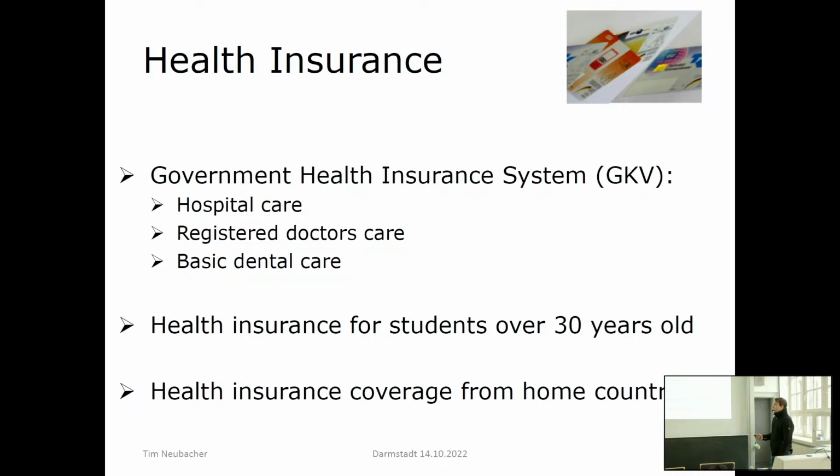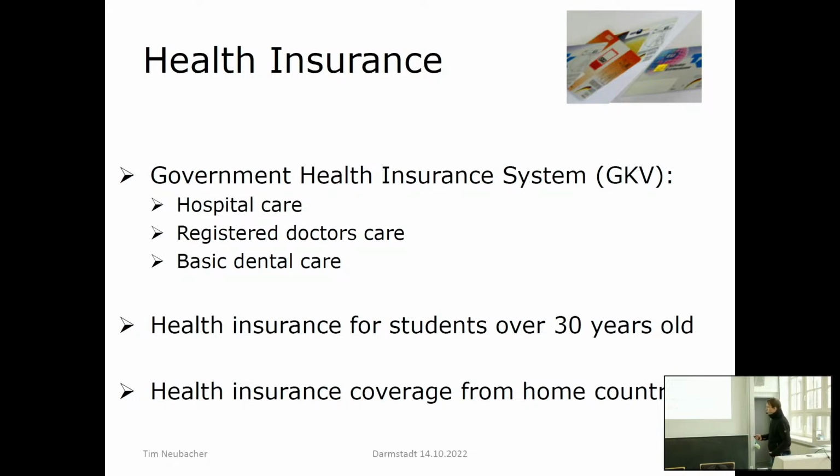It's usually covering hospital care, the registered doctor's care. That's a really important thing, because you don't have to be registered for the health insurance, the official one in Germany. And then if you make an appointment with this doctor, you still have to pay on your own. So make sure that you go to a registered doctor's care if you're insured. Basic dental care is included as well. It's mandatory for students. If you're somewhat 30 years old or older, or under some circumstances, you may have to have your own health insurance. Sometimes you're insured by your family, specifically for the Germans. So there are a lot of things given.